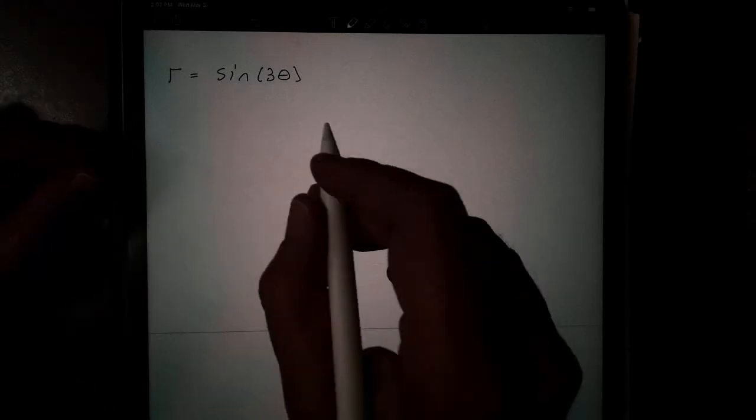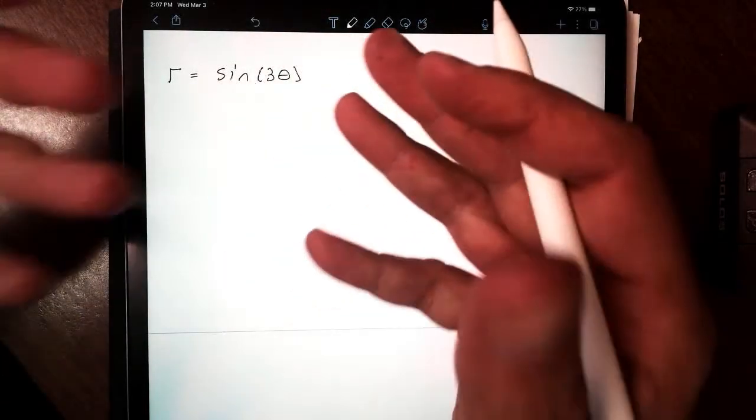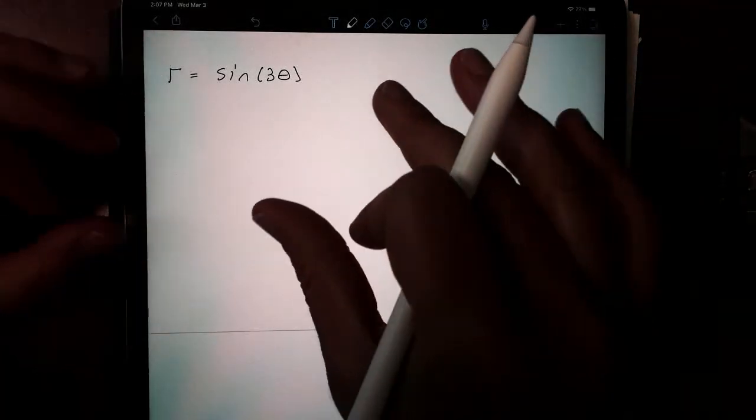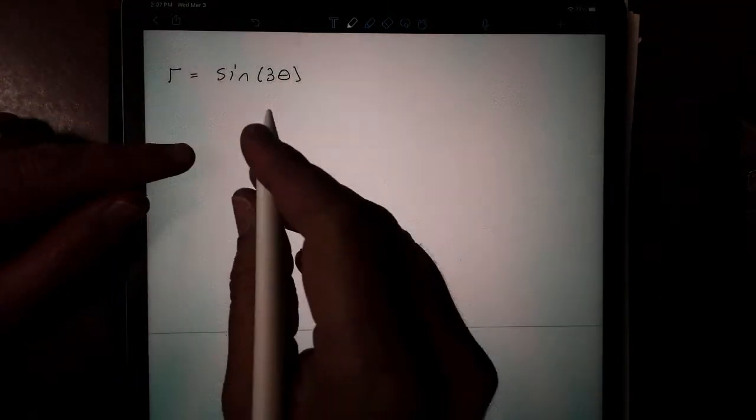Welcome back to part 2. So let's talk about how we graph roses in calculus. Now most times in calculus we really only want one petal, so this technique is really easy for us.